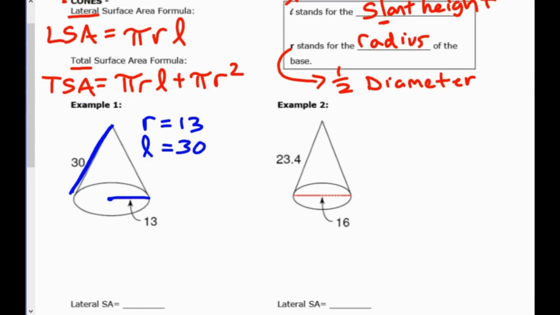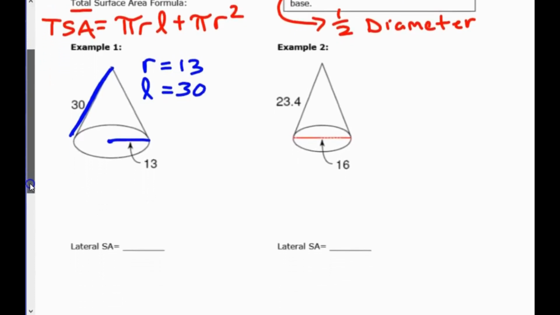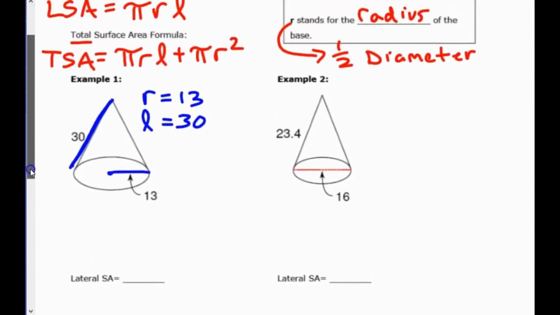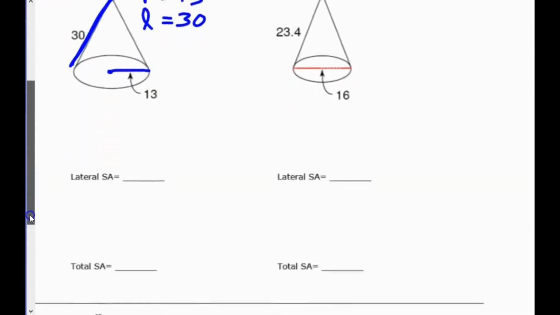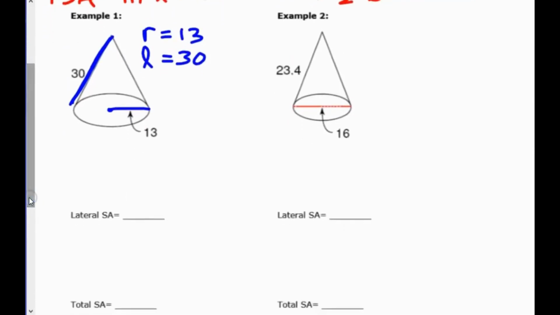A lot of people mess these up because they get confused with height and slant height. H is different than L, right? So if it's on the diagonal, on the slant, that's L, slant height, okay? So now that I got R and L, this will be easy. I'm just going to do pi r L, and I'm going to do pi r L plus pi r squared, okay? I'll just move it down here.